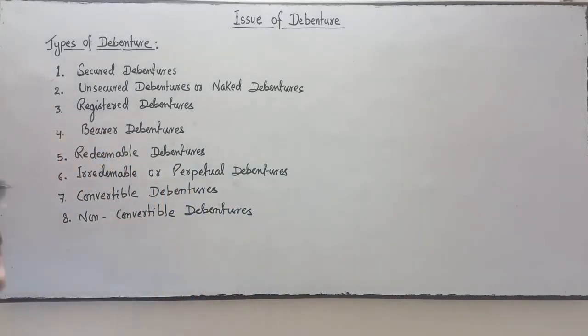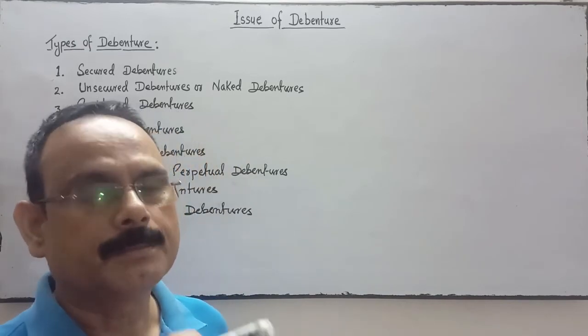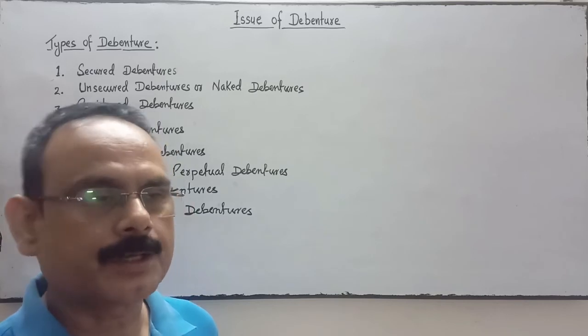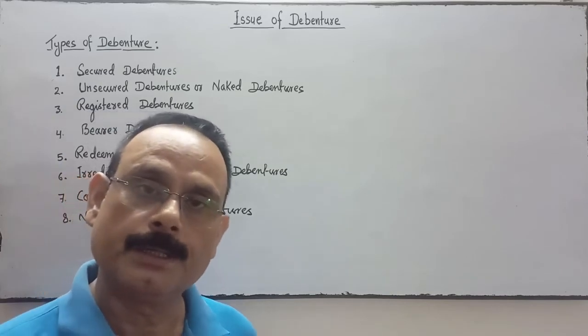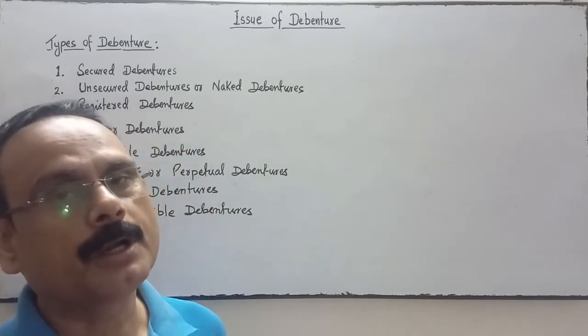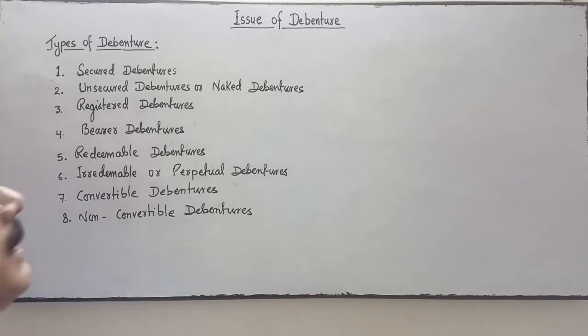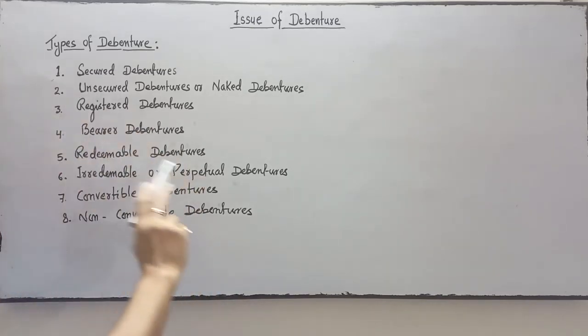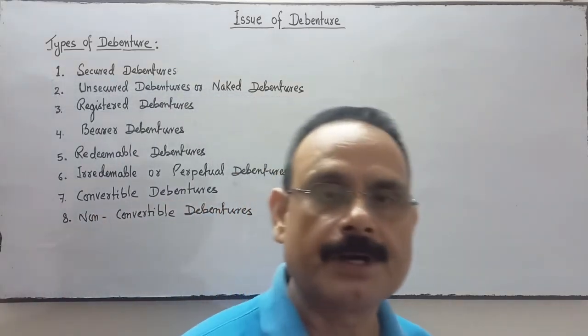So non-convertible debentures are those debentures which cannot be converted into any other security. This cannot be converted into equity share, preference share, or a new class of debenture or bonds. Then it is called non-convertible debentures. So these are the different types of debentures: secured debenture, unsecured debenture, registered debenture, bearer debentures, redeemable debentures, irredeemable debenture, that is called perpetual debentures, convertible debentures and non-convertible debenture.